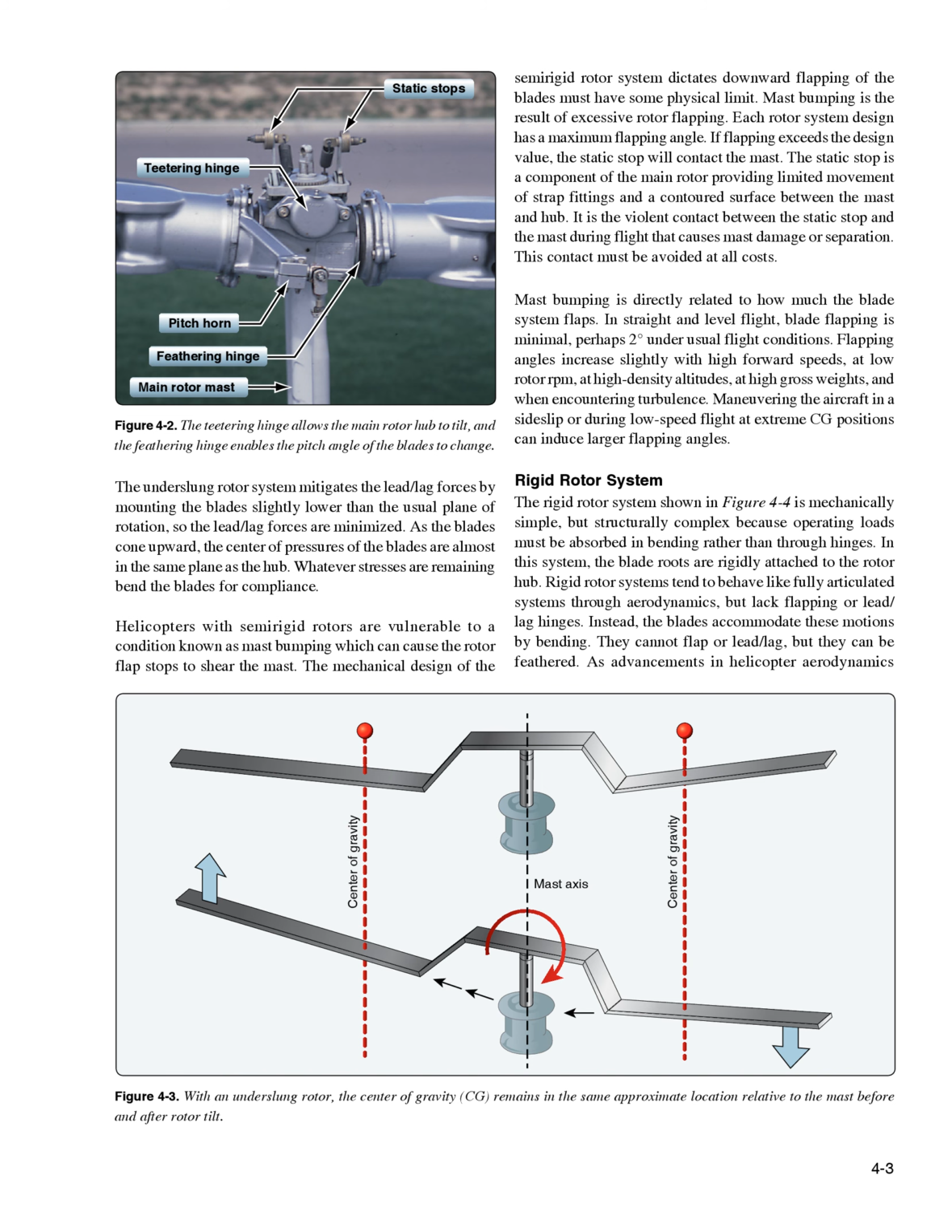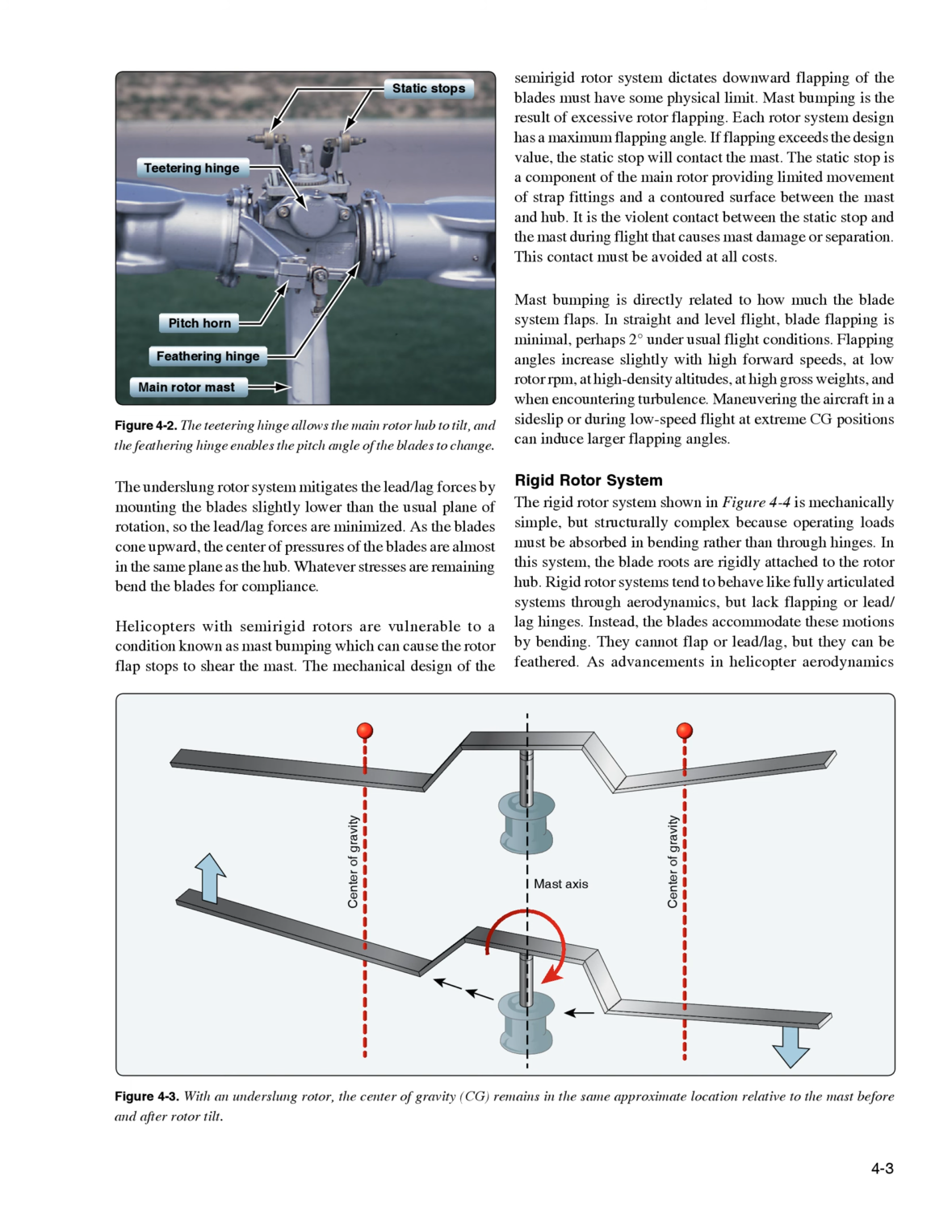Maneuvering the aircraft in a sideslip or during low-speed flight at extreme CG positions can induce larger flapping angles. Rigid rotor system. The rigid rotor system shown in Figure 4.4 is mechanically simple, but structurally complex because operating loads must be absorbed in bending rather than through hinges.